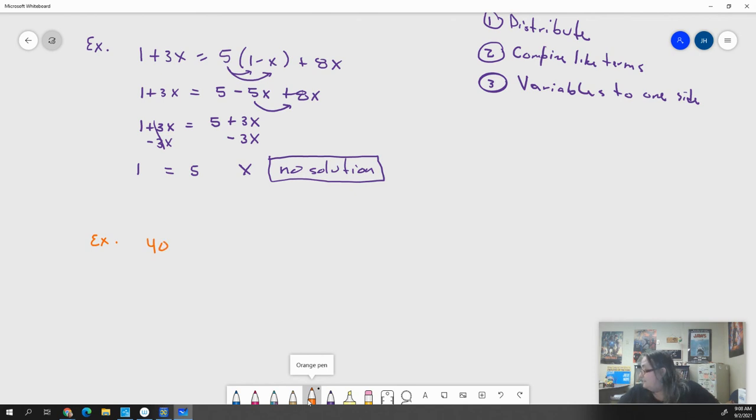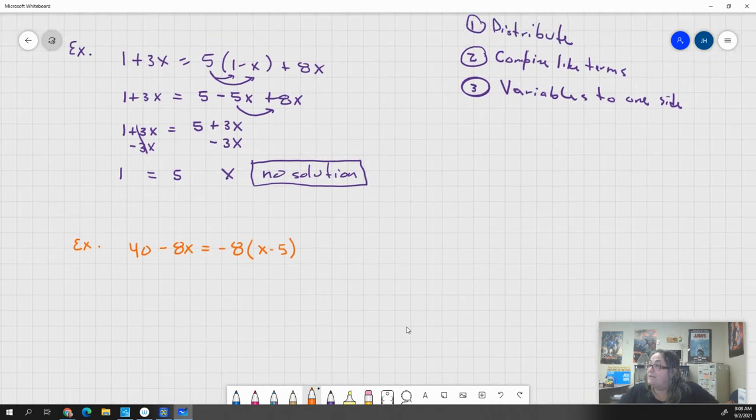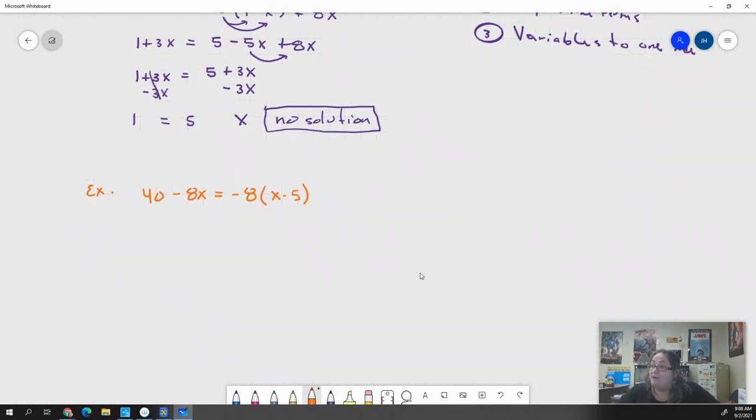What if I have 40 minus 8x equals negative 8 times x minus 5? We're going to follow the same steps. We're going to start by distributing because we have a distribution right here. So I'm just going to rewrite the 40 minus 8x for right now equals, negative 8 times x is negative 8x. And I'll go negative 8 times negative 5. Well, that's positive 40.